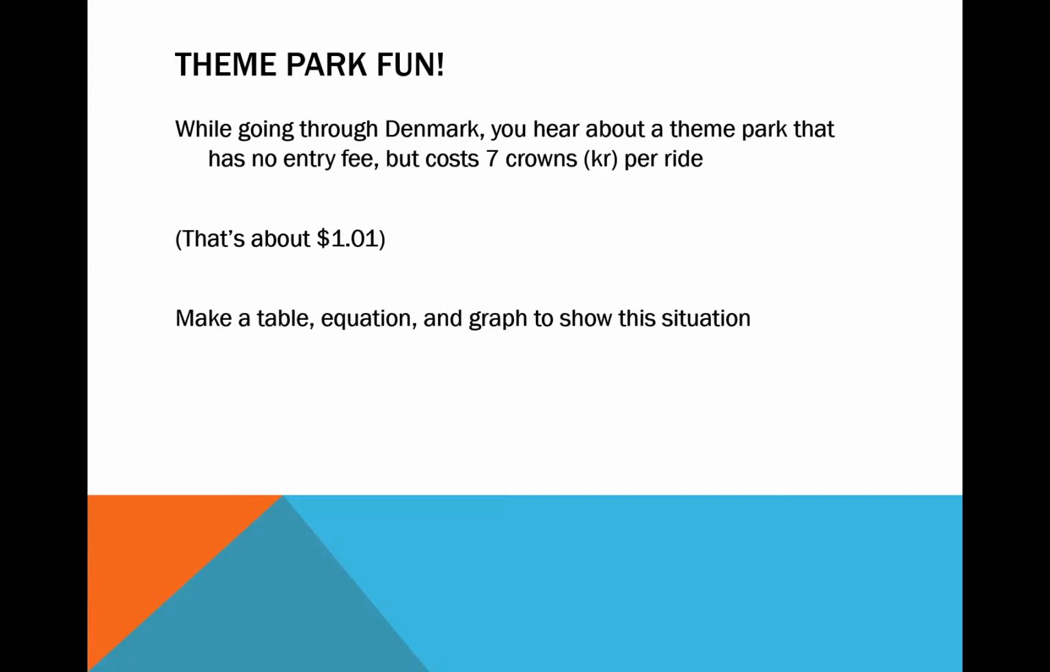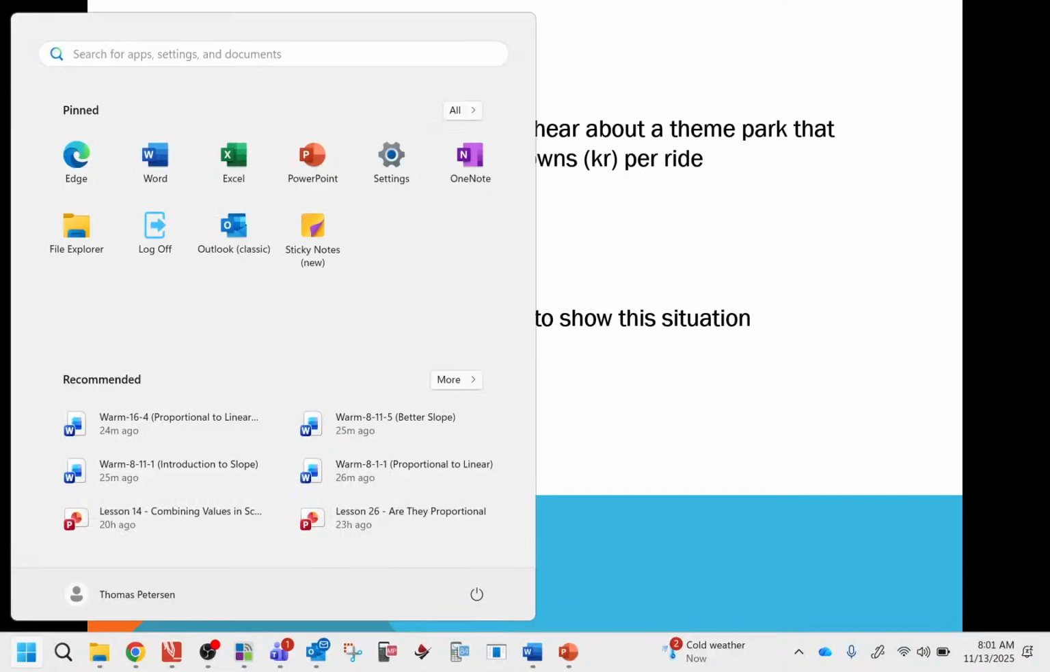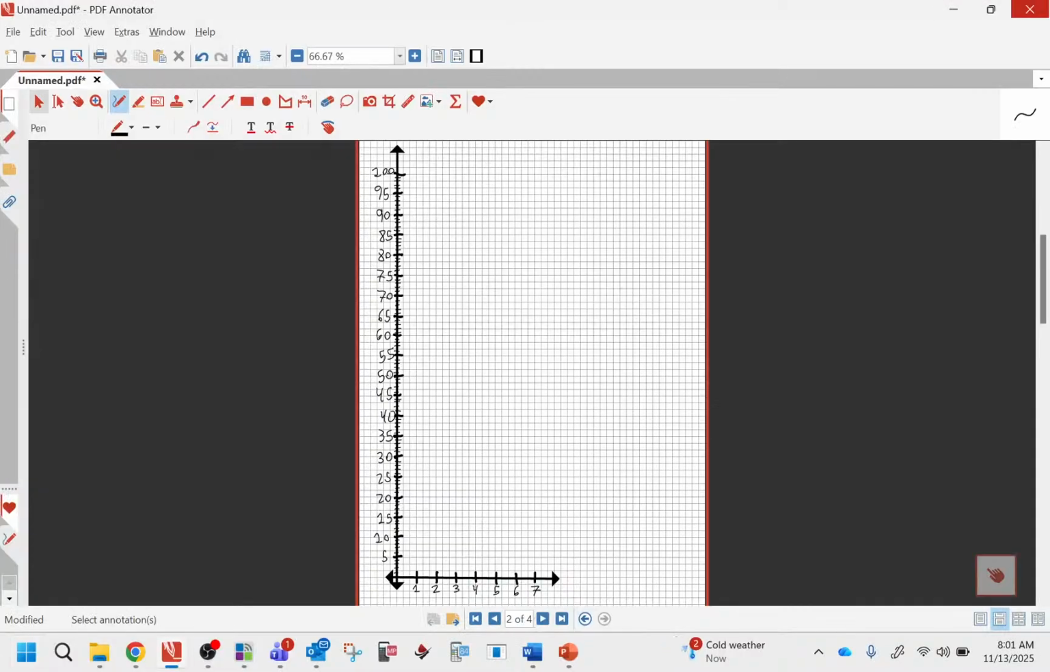Anyway, I want to make a table and an equation to represent this situation. This is what I'm trying to say, guys. Put your pencils down. You don't have to write this part.